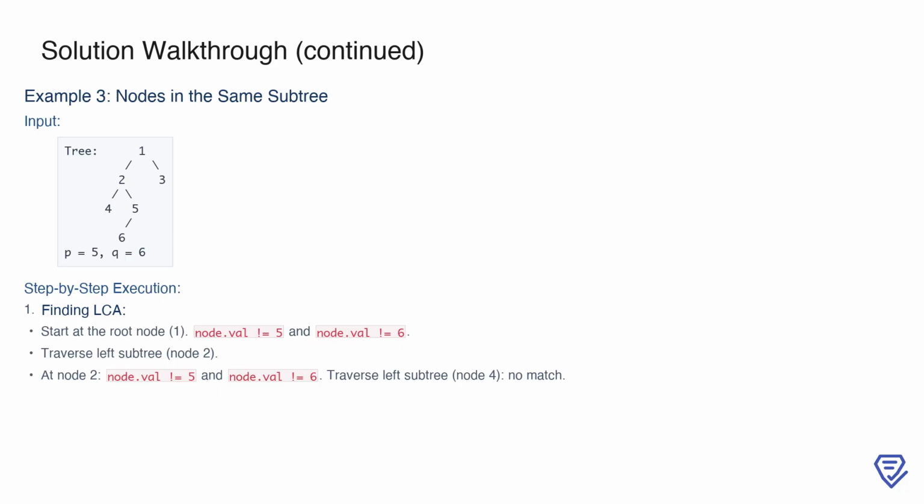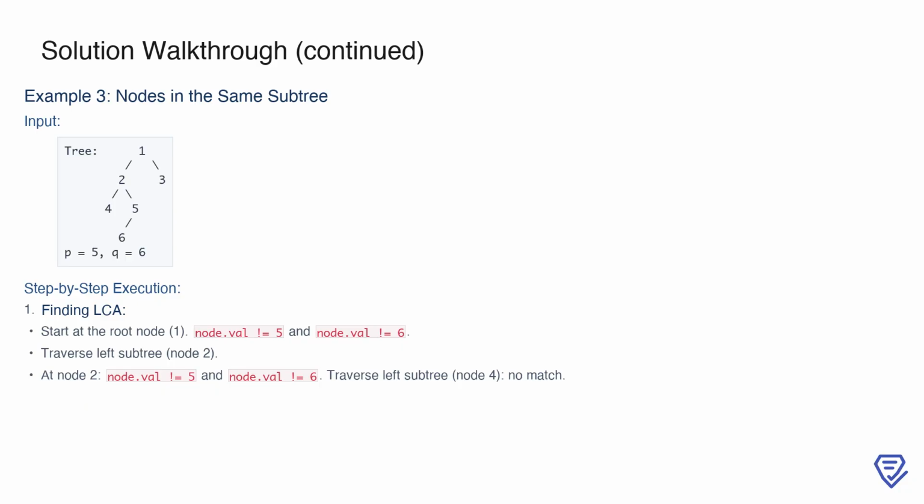For the distance from the LCA to node 3, we traverse the right subtree of the root directly to node 3, which is found at a distance of 1. Adding the distances, the total distance between nodes 4 and 3 is 2 plus 1, which equals 3. The output for this example is 3.